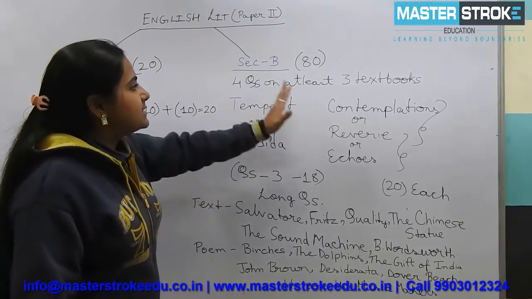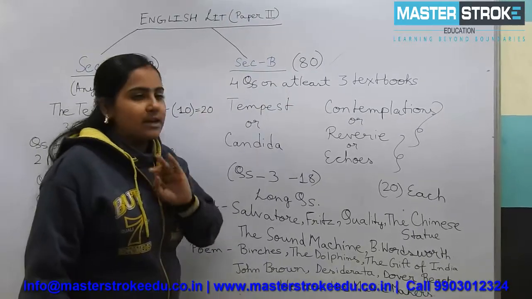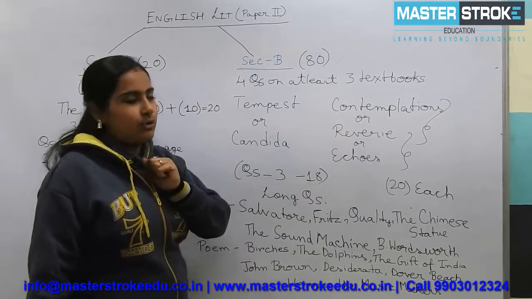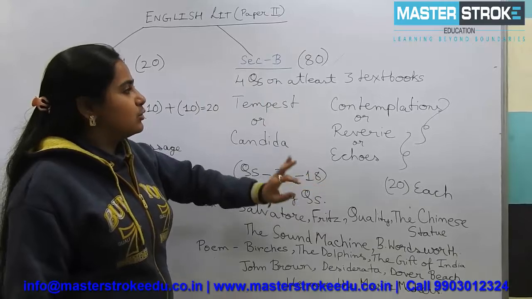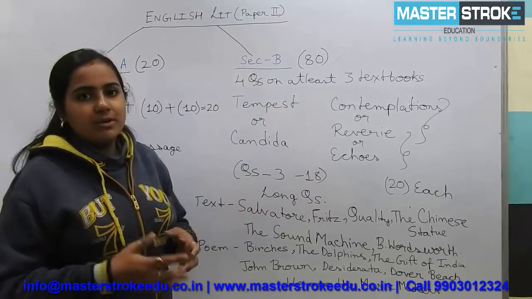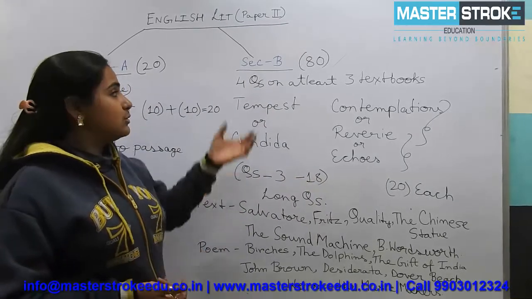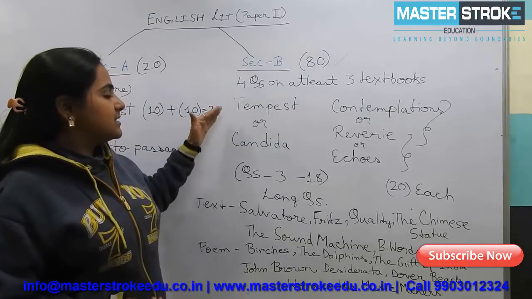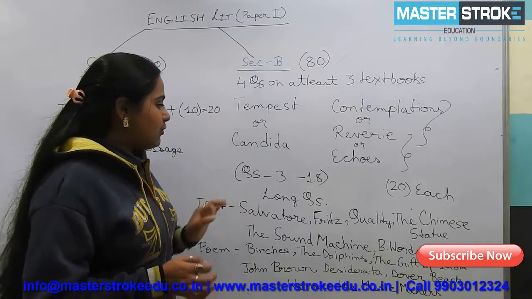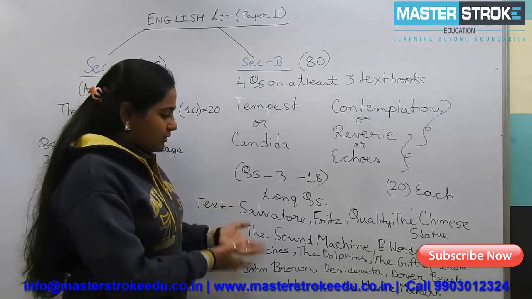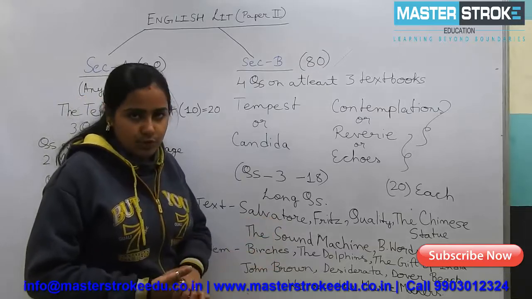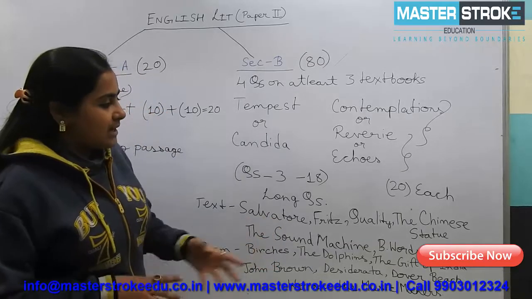Section B is 80 marks. Here 3 books are given: Contemplations, Reverie and Echoes. In these books, there is a text and a poem. So we will discuss it. Tempest or Candida, this is the pattern. Now I have also written which chapters you have to focus on more, so that will also help you out.